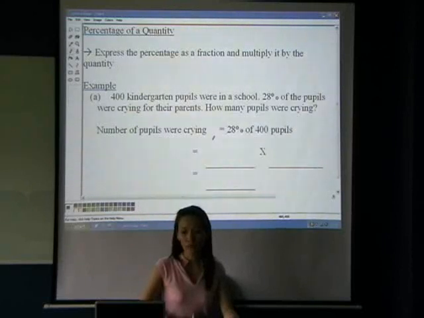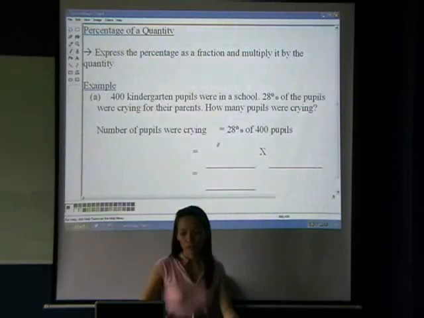Example 1: 400 kindergarten pupils were in a school. 28% of the pupils were crying for their parents. So how many pupils were actually crying? First, we write down that the number of pupils crying equals 28% of 400 pupils.